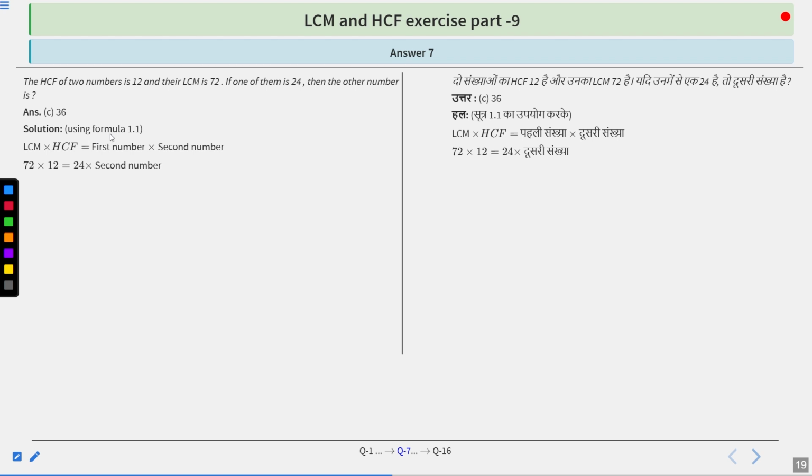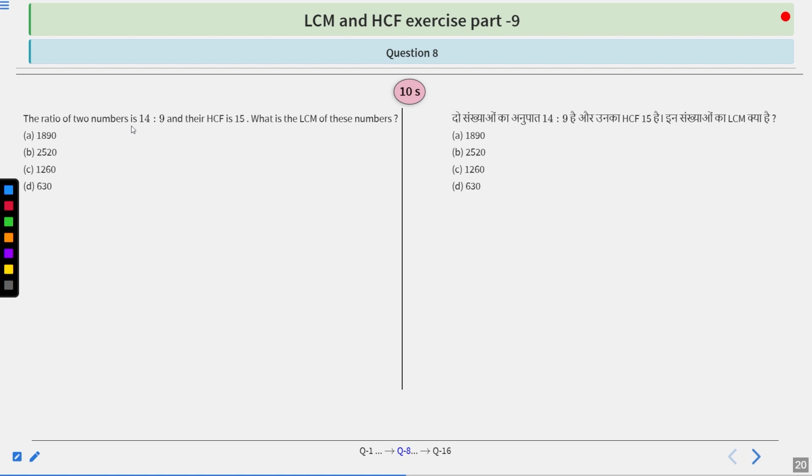Now, as per formula 1.1, the product of LCM and HCF, LCM into HCF, is equal to the product of numbers, that is first number into second number. LCM was 72 and HCF was 12. So 72 into 12 is equal to, one of the numbers was 24, so 24 into the second number. From here, the second number becomes 72 into 12 upon 24. That is 36 is the second number. So option C is the correct answer.